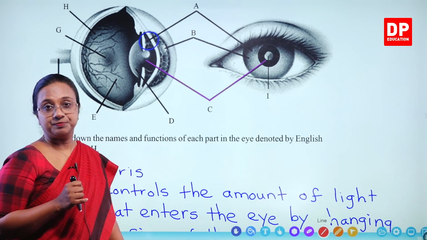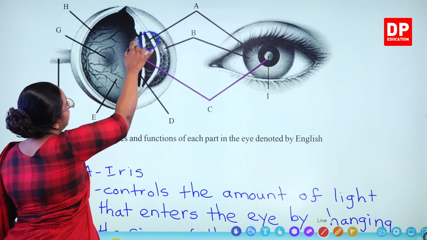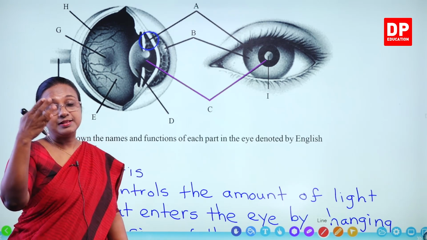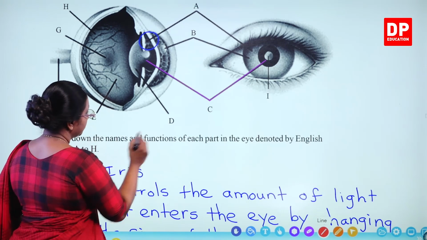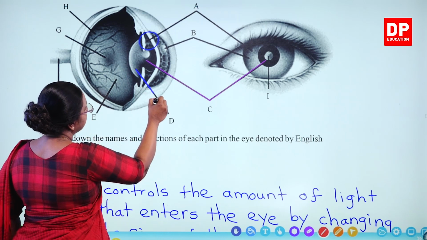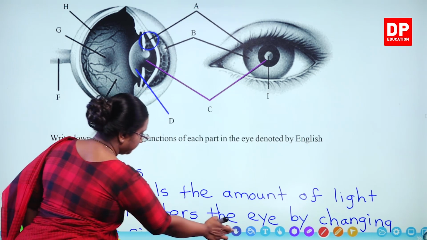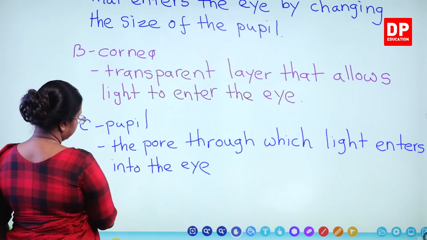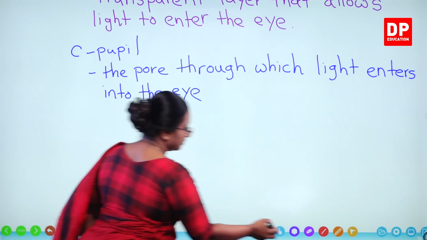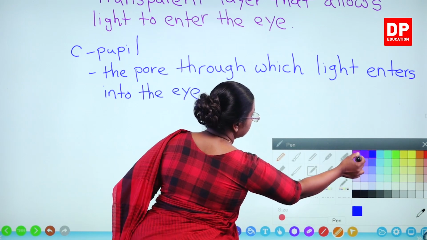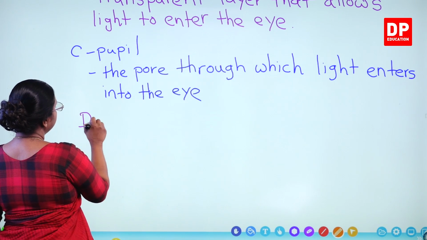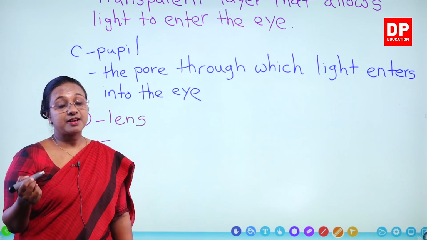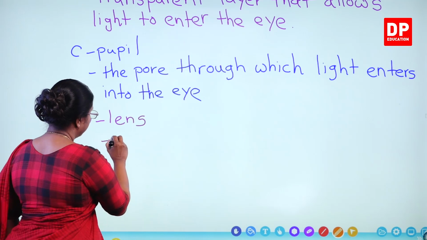Then what is D? Here you can see this structure, that is the lens. Behind the iris and pupil, you can see the lens. So, D is this and that is the lens. What is the function of the lens? It refracts the light and forms the image.